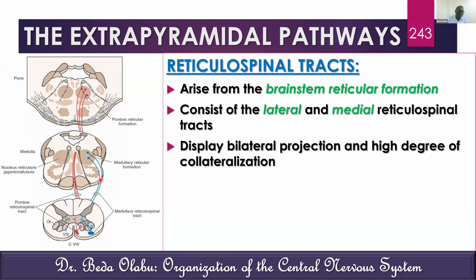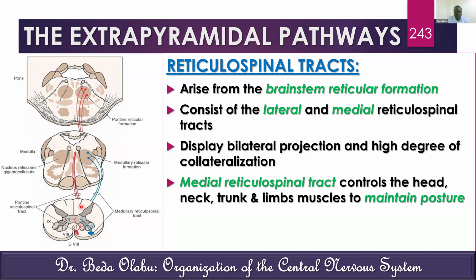They tend to, however, show bilateral projection and a lot of collateral projections. So it means that there's a lot of mixing or synapsing of the fibers with a lot of collateral nerve fibers arising. The medial reticulospinal tract controls the head, neck, trunk, and limb muscles to maintain posture. So this is the one largely from the pons.